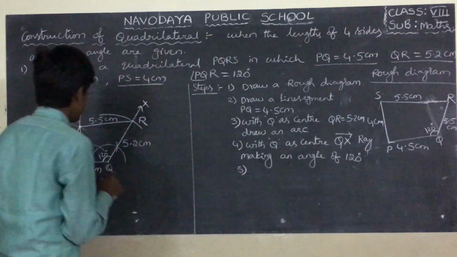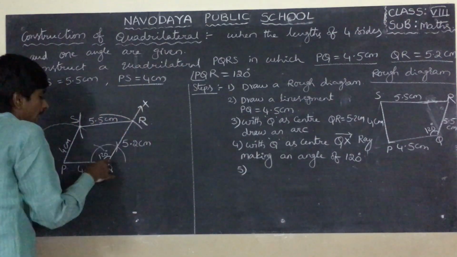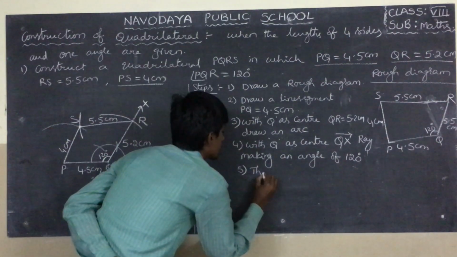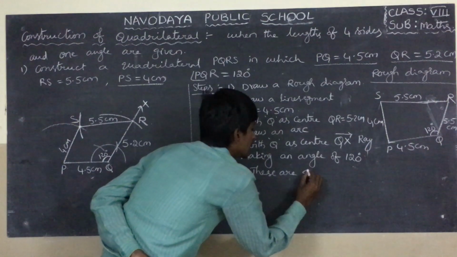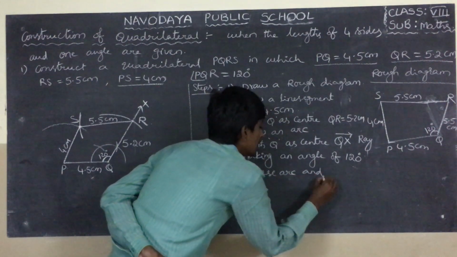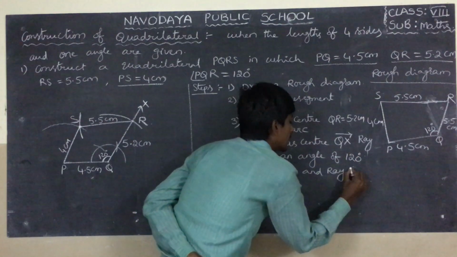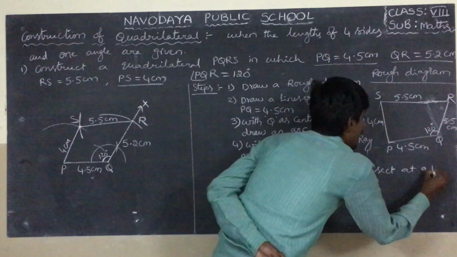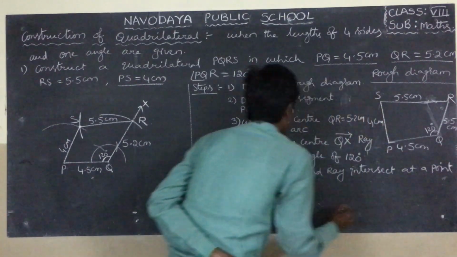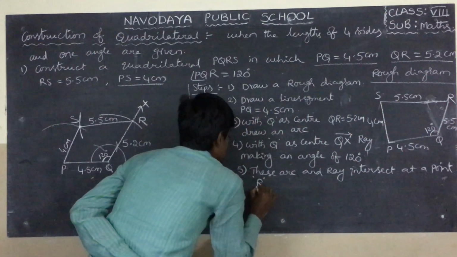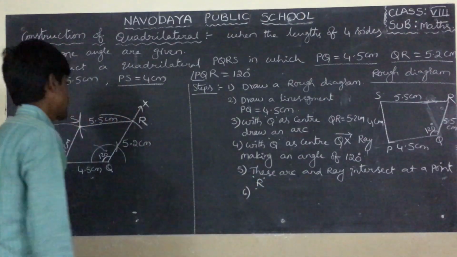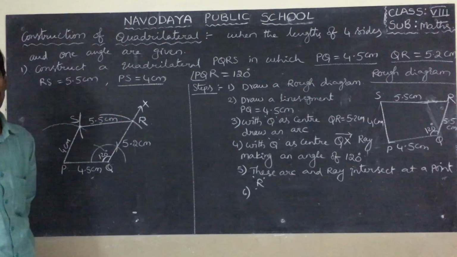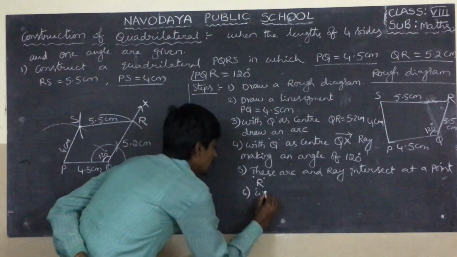Next, this arc and ray intersect at a point R. So P point you know, Q point you know, R point you know.